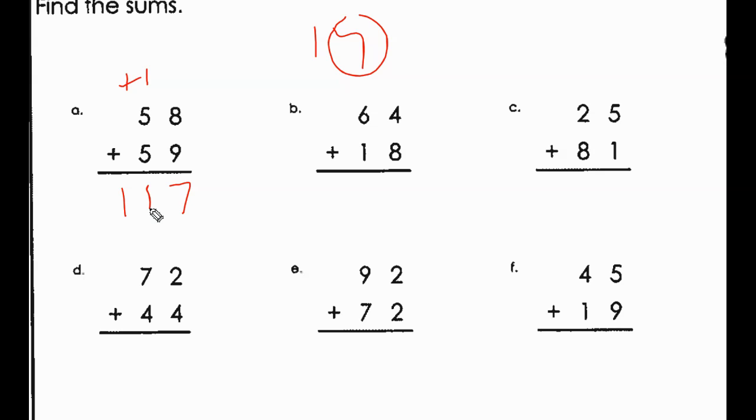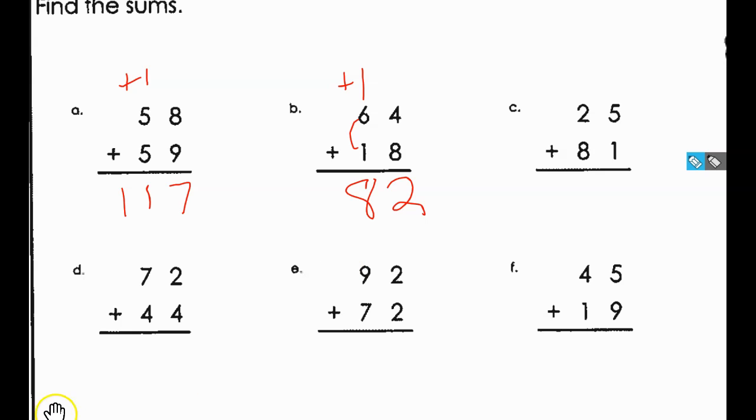Okay, so then let's do letter B. 4 plus 8, 12. Put the 2 down, carry the 1. 6 plus 1 is 7 plus the one that I carried, 8.